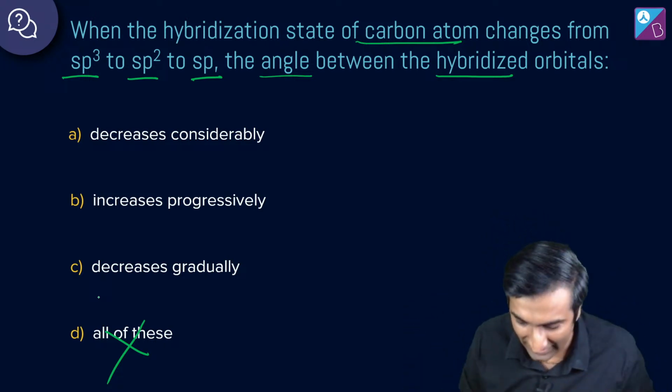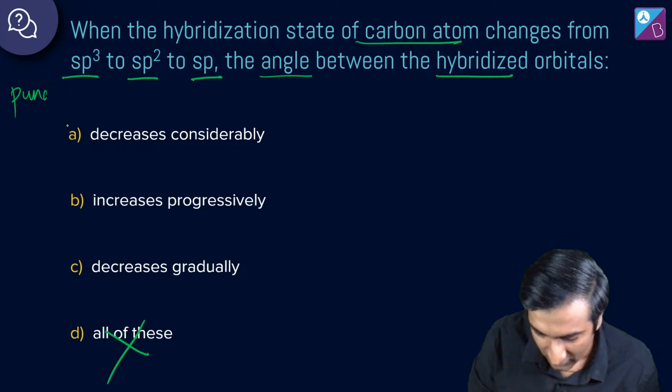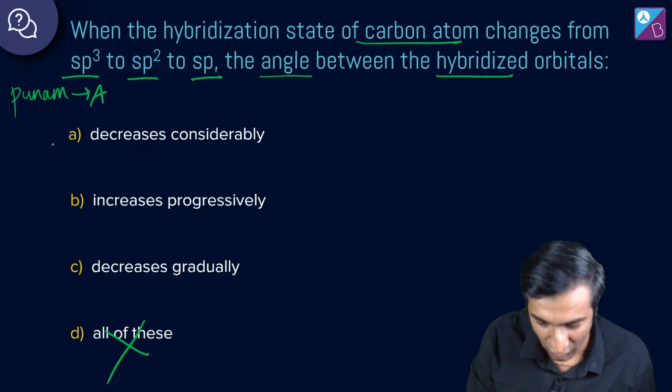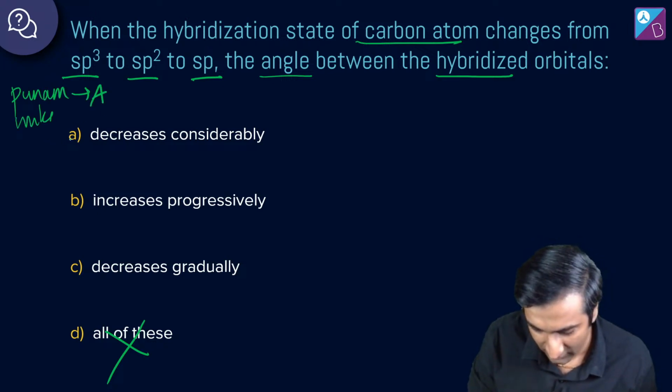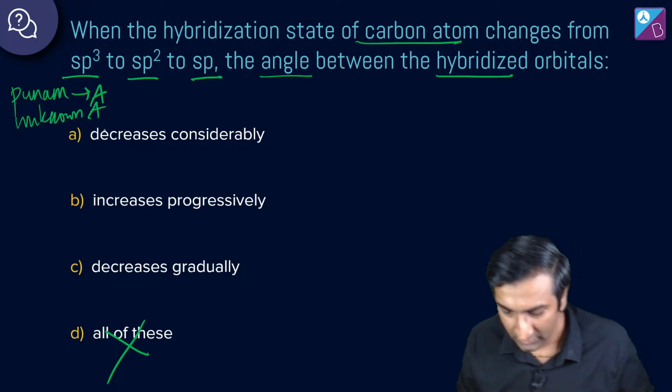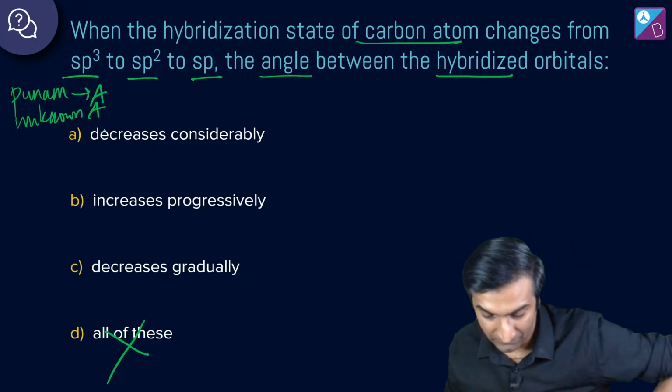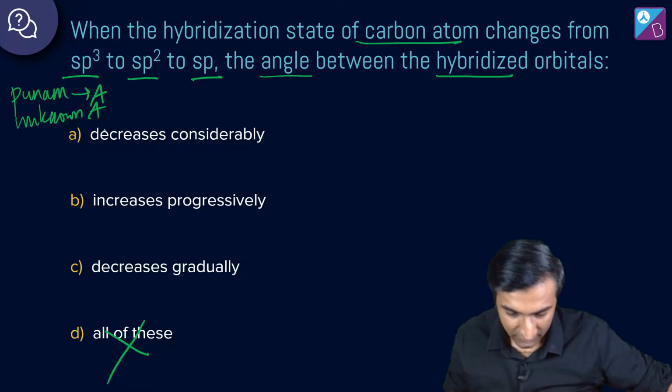ठीक है. Poonam is saying A. Okay, sweet. Poonam is saying A. Unknown is also saying A. Okay, ठीक है. Decreases considerably. Are you sure?